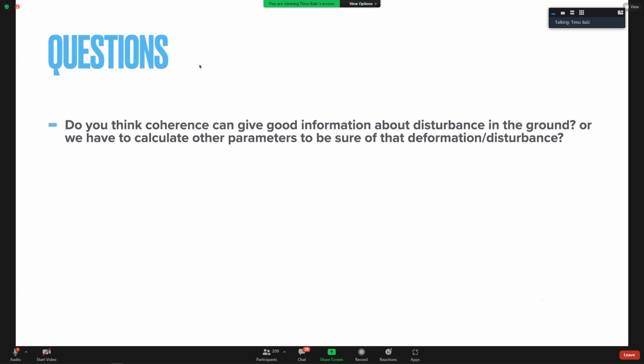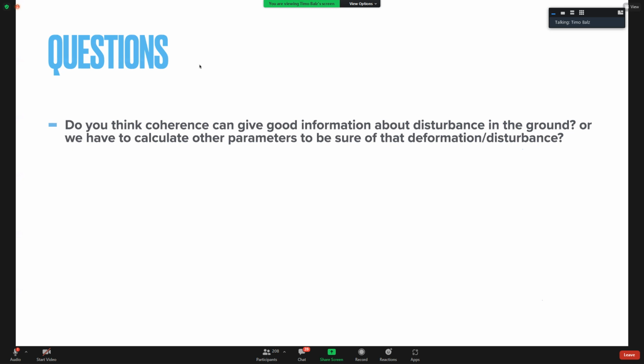Okay. Now, I also have to admit, I don't really understand that question, right? Do you think coherence can give good information about disturbance in the ground? We have to calculate other parameters to be sure of that deformation disturbance. So I'm not really sure what the author of the question meant with disturbance. Is it changes? Okay. But then on the second part, we come back to deformation. So let's assume it's changes.